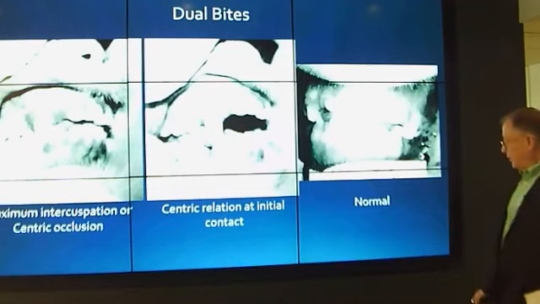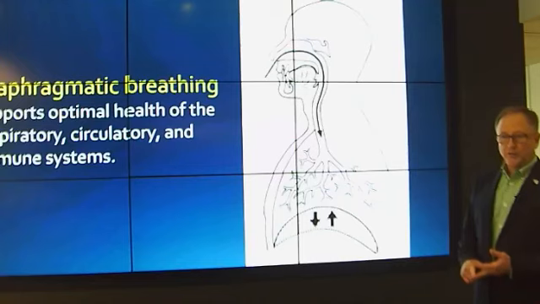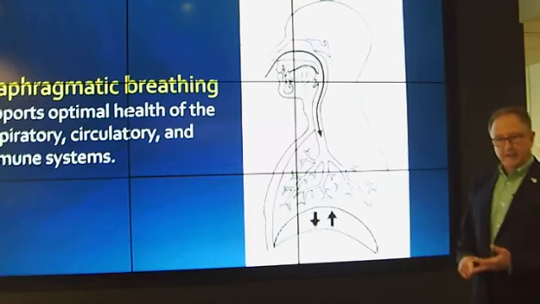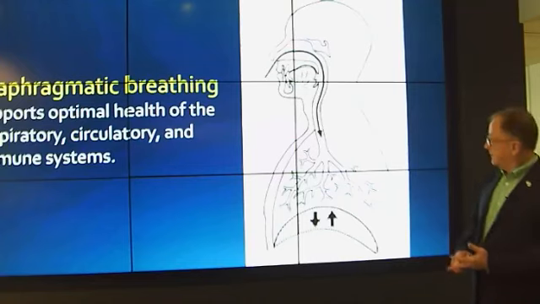Diaphragmatic breathing also came along with these changes. The reason diaphragmatic breathing is so important is it establishes a pressure within the chest cavity that enables better blood flow, better breathing, and also helps your immune system work better. In someone with airway obstruction, they take little short breaths and they work the neck and the back muscles, and this part of their life is compromised.